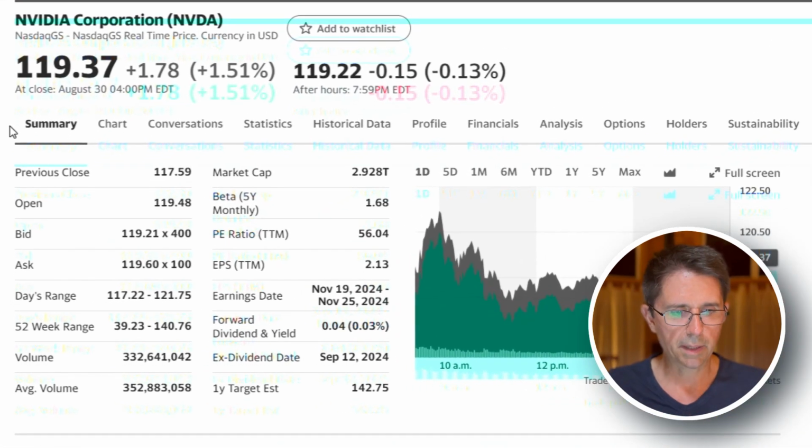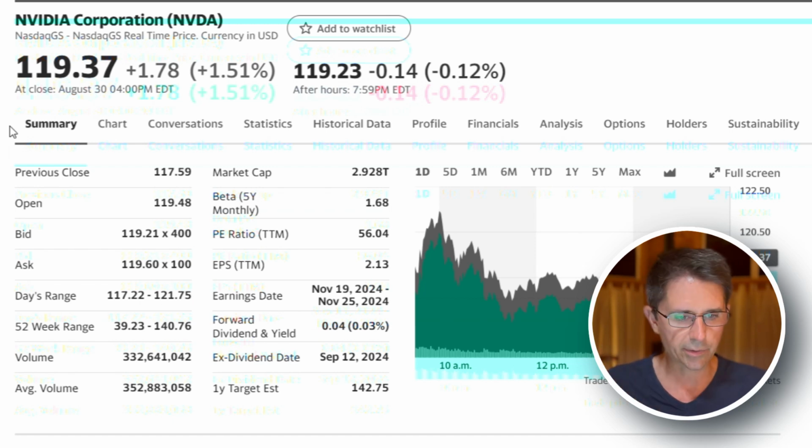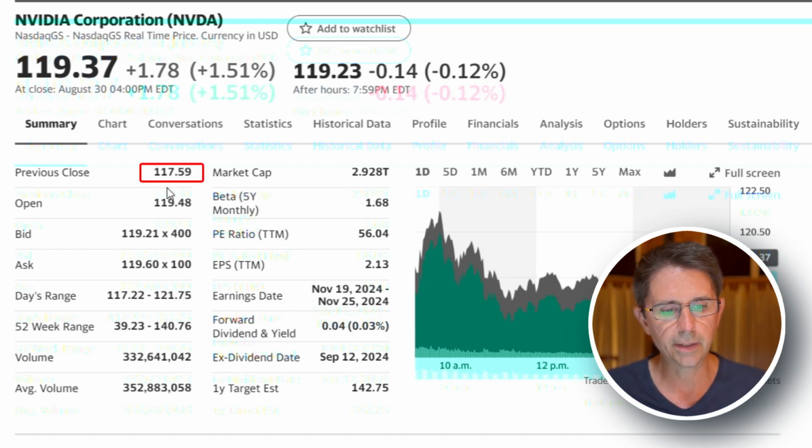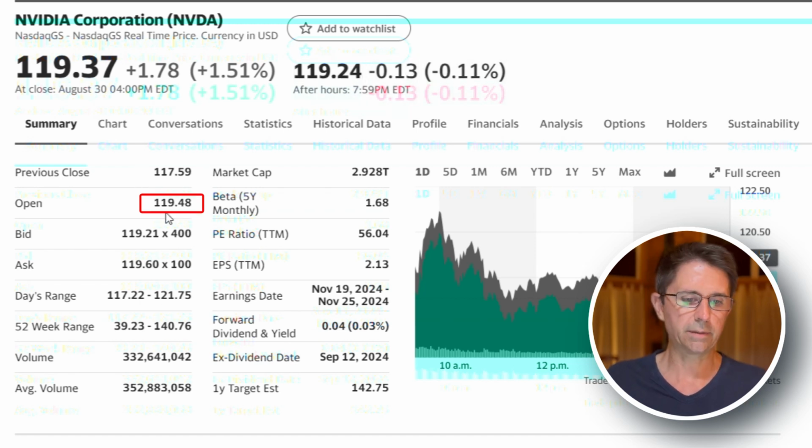So we'll go through the summary here, because I think, to be fair, you'll get quite a lot of information, and this is just a beginner's tutorial on how to read this stuff, okay? So the previous close, so this would have been previous to today's session. It closed at 117.59, and then it opened up today at 119.48, so just $119.48.